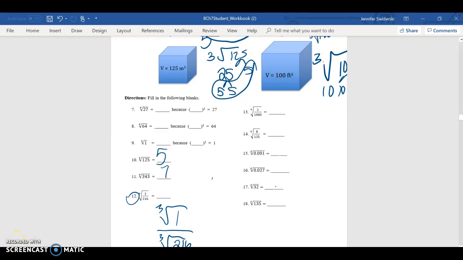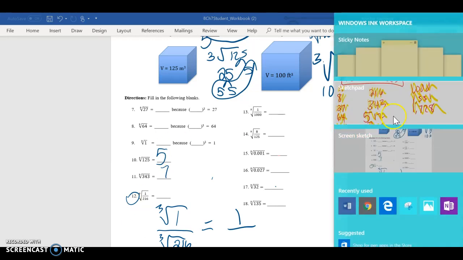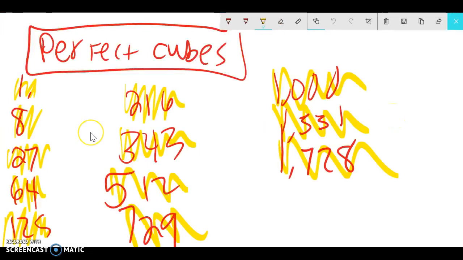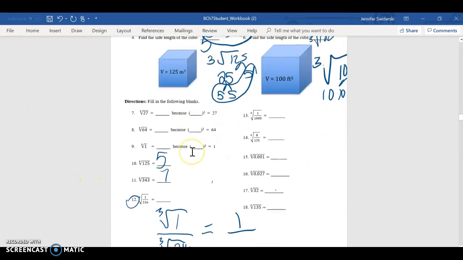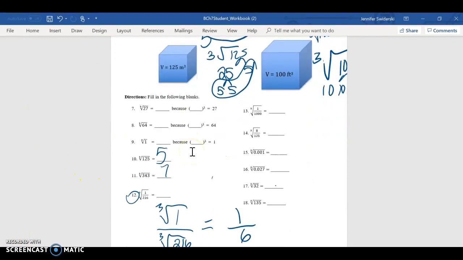So I know the cubed root of 1 is just going to be 1 because 1 times 1 times 1 is 1. Well, the cubed root of 216, if you look back at your notes, 216 is a perfect cube. The cubed root of 216 is 6. So what you're going to do is put 6 on the bottom.